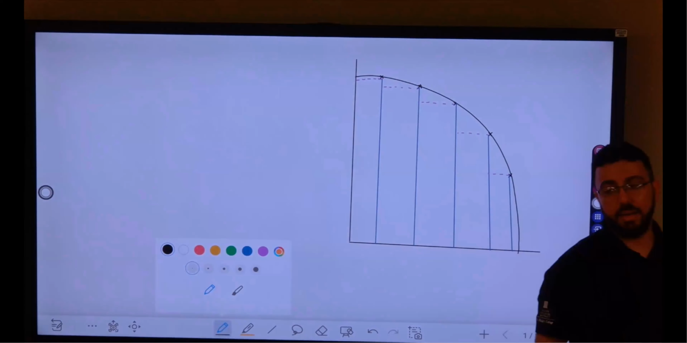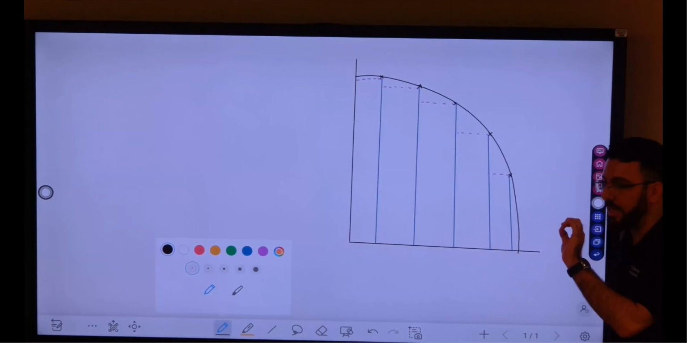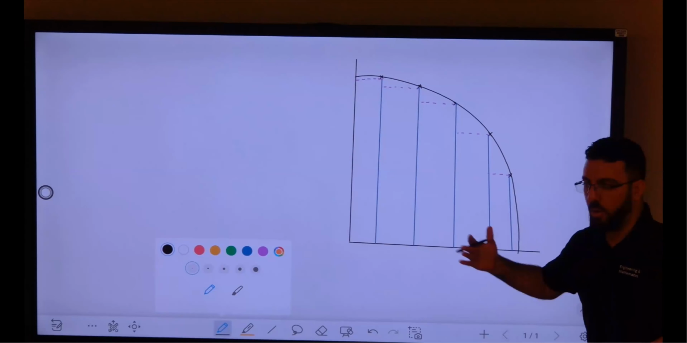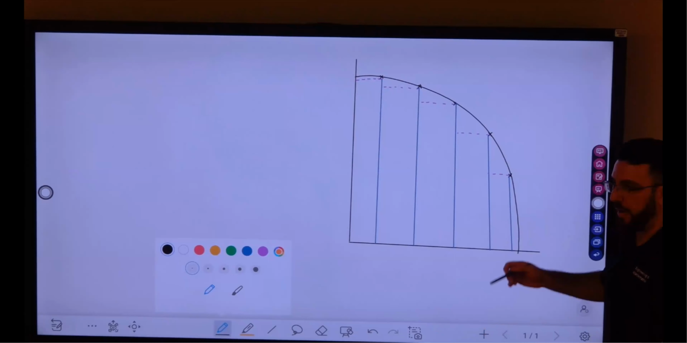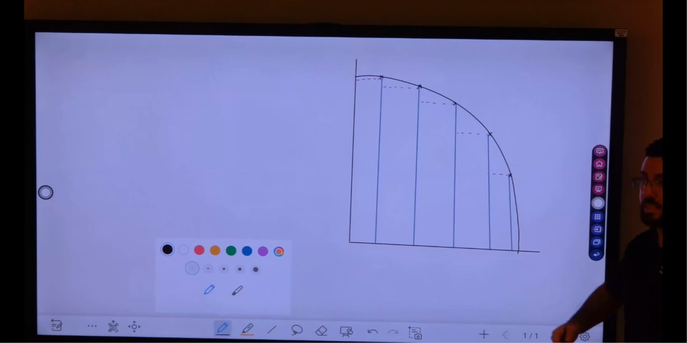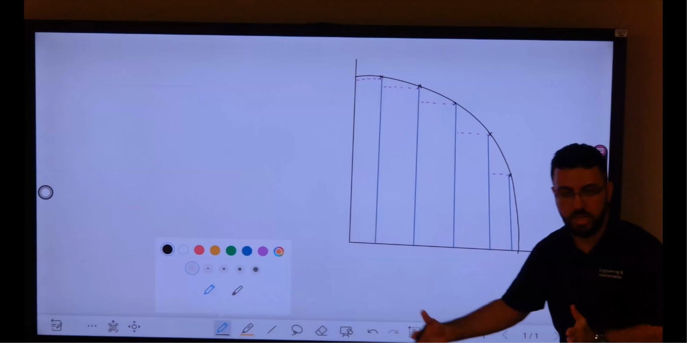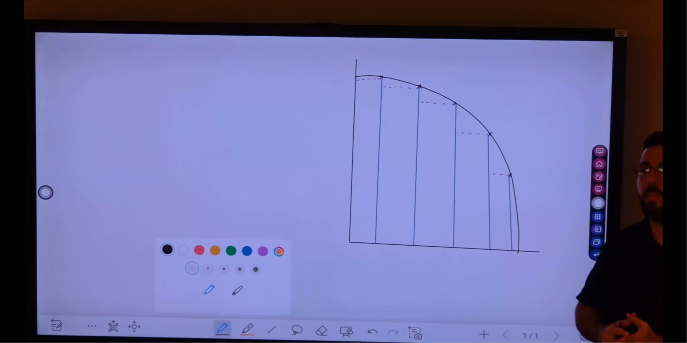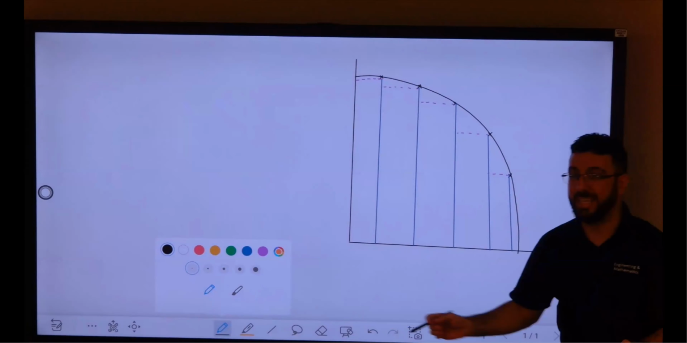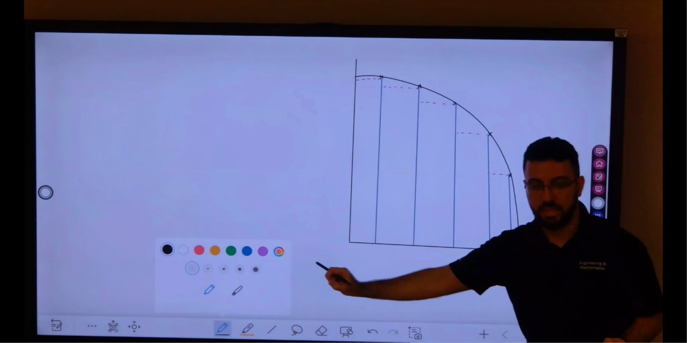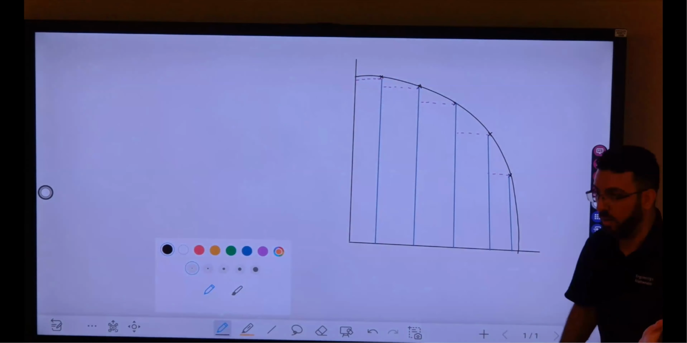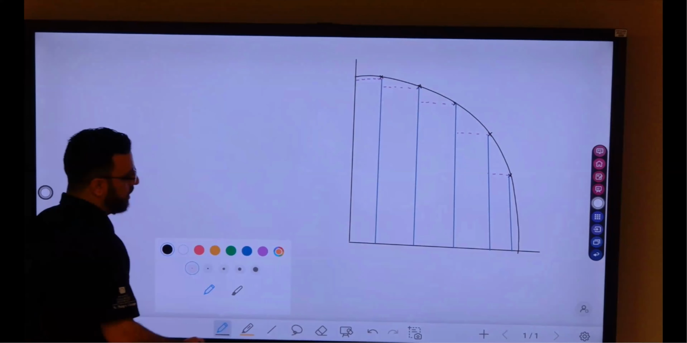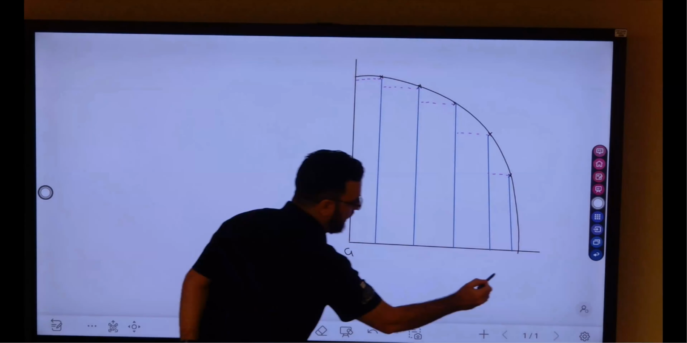I'm going to get really close to the exact area by maximizing the number of rectangles. Because if I did 5 rectangles and I want to be more approximate to the exact area, I'm going to take 6, 7, 8. So how many rectangles can I take to get really close to the exact area? We can say n. So we're going to say, okay, n rectangles. We already know this is from A to B.